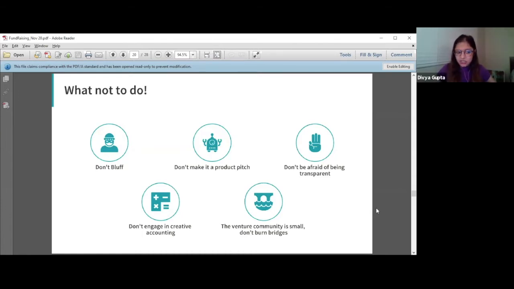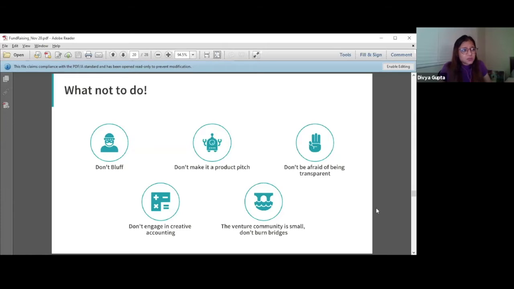Next is, don't make it a product pitch. We see this especially in cases of inventors, innovators, scientists. They come up with great products which are solving a huge, massive problem and make a lot of sense. But for one hour of a presentation, they just end up talking about the product. Great, you've created an amazing product, but how will it generate money? How will you go to market? How will you sell this product? Who will consume it? These are the points that are more important for an investor.